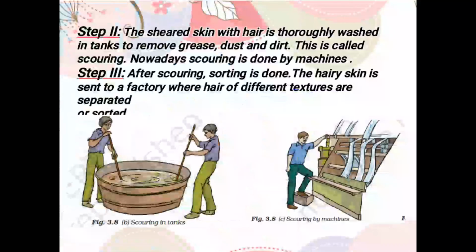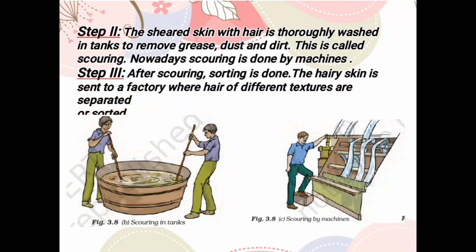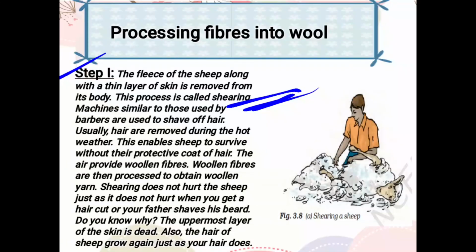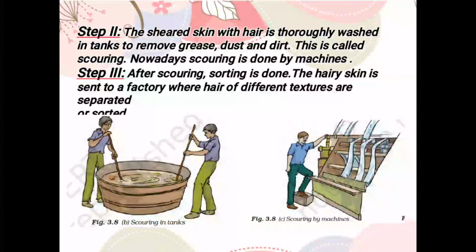So the first step we have studied is that the hair of the sheep's body is removed from the sheep. As you can see here, this man is removing the sheep's hair, and the process is called what? The process is called shearing. Now the second step, what the rearers are doing.